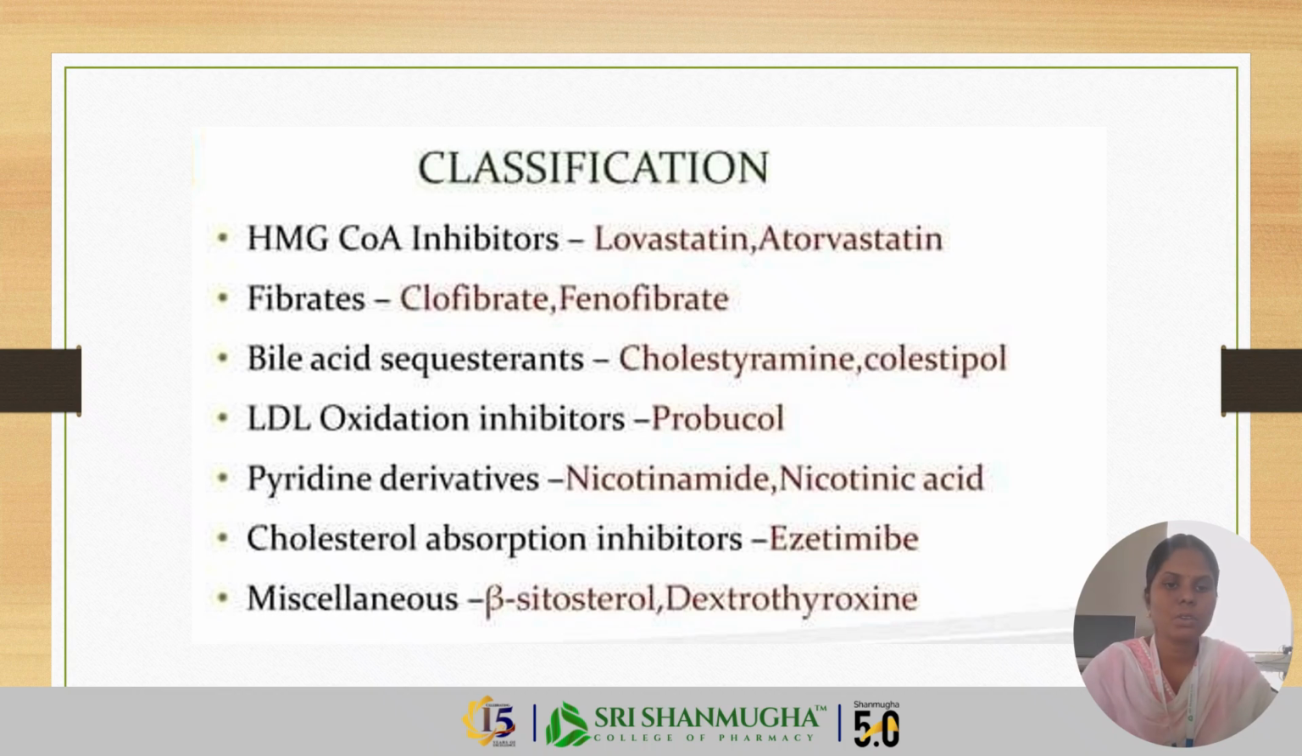The next type is cholesterol absorption inhibitor. An example for cholesterol absorption inhibitors is ezetimibe. And the last one is miscellaneous. Examples for miscellaneous are beta sitosterol and dextrothyroxine. So these are all the classifications involved in the anti-hyperlipidemic drugs.